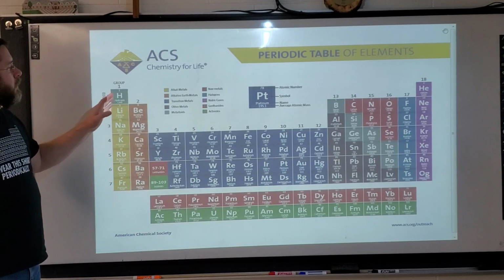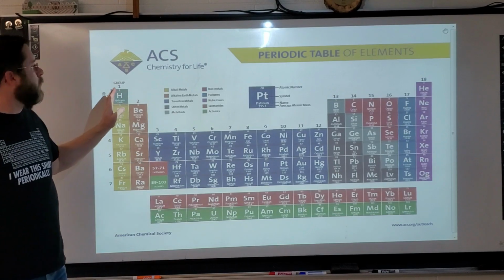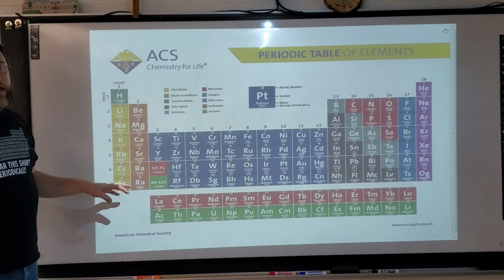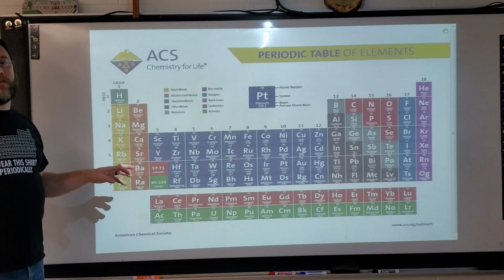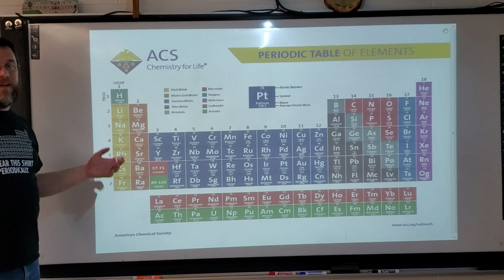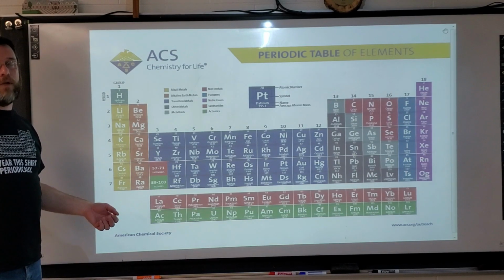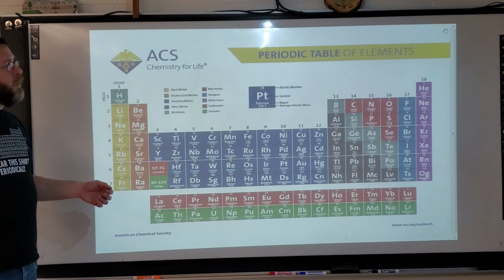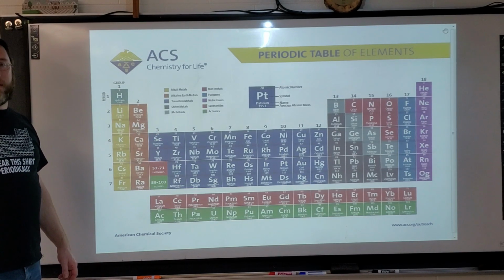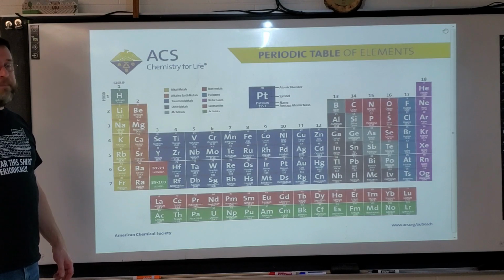And the groups go up and down, and they go from 1 to 18. These things are organized because they share certain characteristics, and they're organized by their atomic number. Not the atomic mass like Mendeleev originally did, but the atomic number. It still shows us all sorts of physical and chemical characteristics.